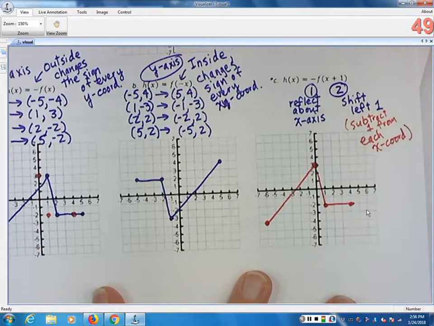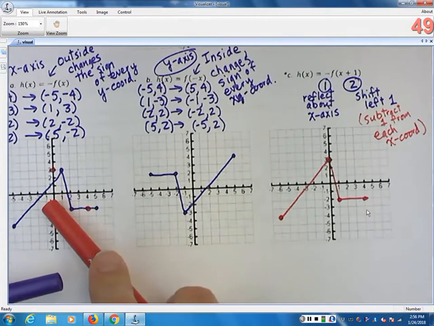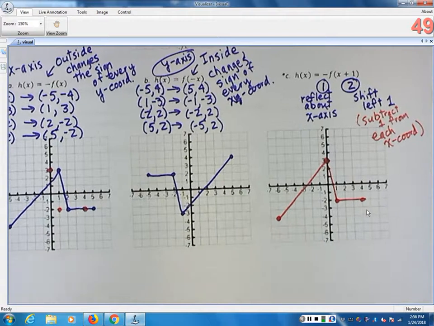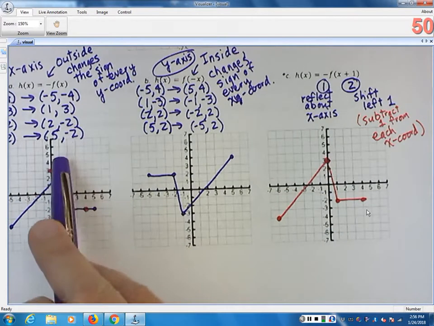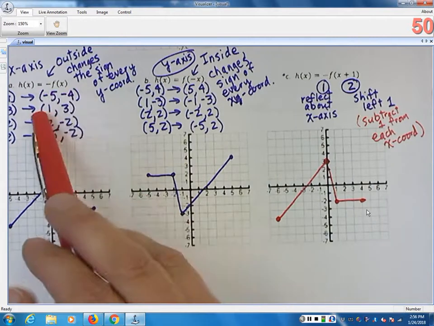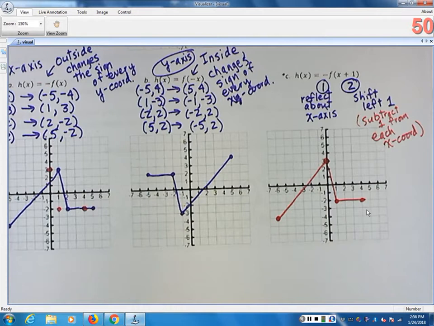And sometimes I want you to show the progression of steps. So you're going to show the reflection first on one graph, and then you can show the shift on the next one. Okay? I could have also drawn out where these went to. Subtract 1 from each x coordinate: (-6, -4), (0, 3), (1, ...), and we got it. It's there. Okay? Any questions?